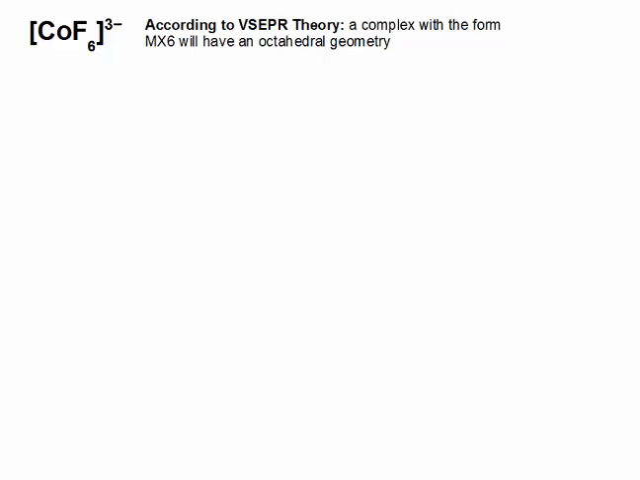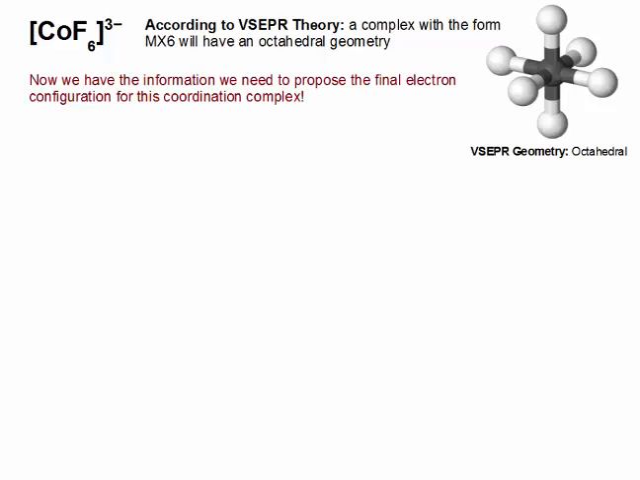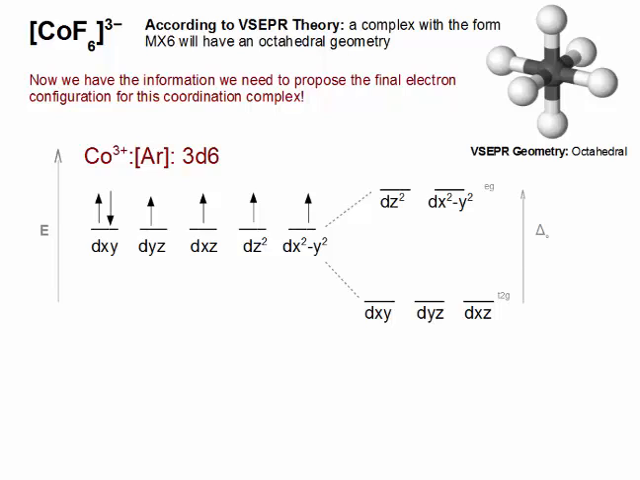Now we need to consider the geometry of the complex. We know that it has an MX6 geometry, which makes it octahedral. This gives us all of the information we need to propose the final electron configuration for this coordination complex. Again, looking at the electron configuration, we have 6 d electrons. Those are placed into our 3d orbitals. And now that we know it's an octahedral geometry, we can set up our electron configuration as such, with degenerate lower and higher orbitals.